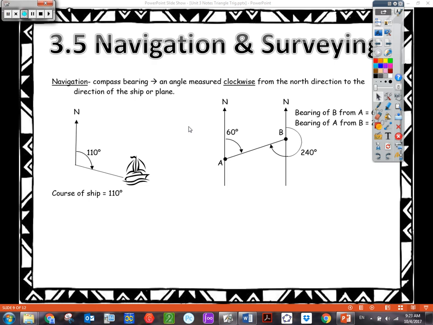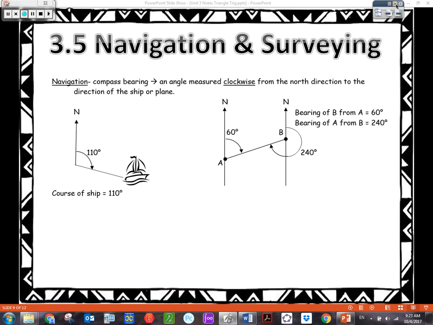Okay, let's take a look at today's lesson. So we are spending 2 days on navigation and surveying. Today we are basically going to just look at navigation. The next lesson will be on surveying. So let's talk about the way that we measure angles.